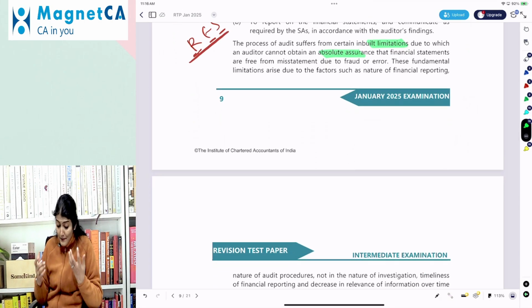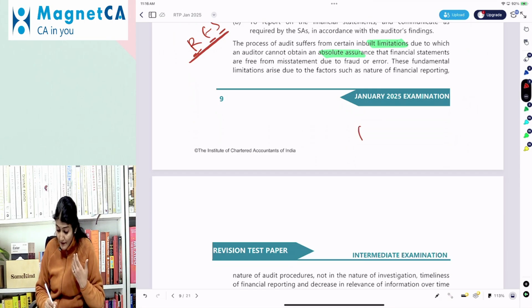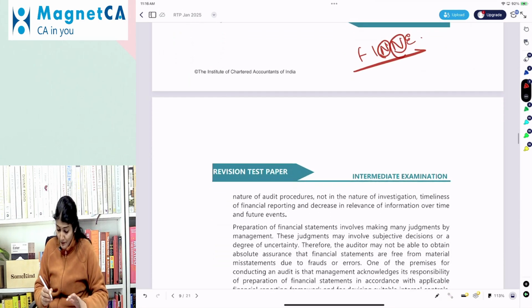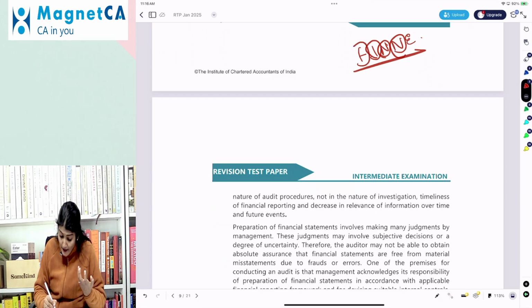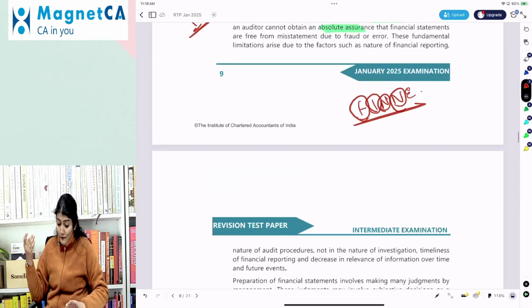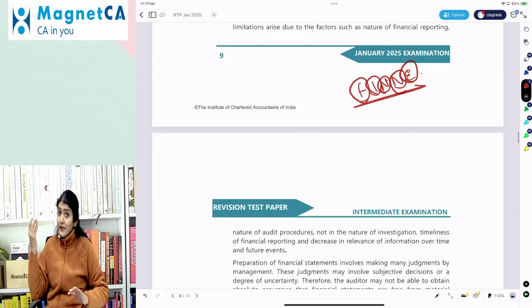These fundamental limitations arise due to factors which we call FINNE. Right. So one, it talks about the nature of financial reporting, the nature of the audit procedure. Then audit is not in the nature of investigation, timeliness of financial reporting, and the decrease in relevance of information over time and the future events.